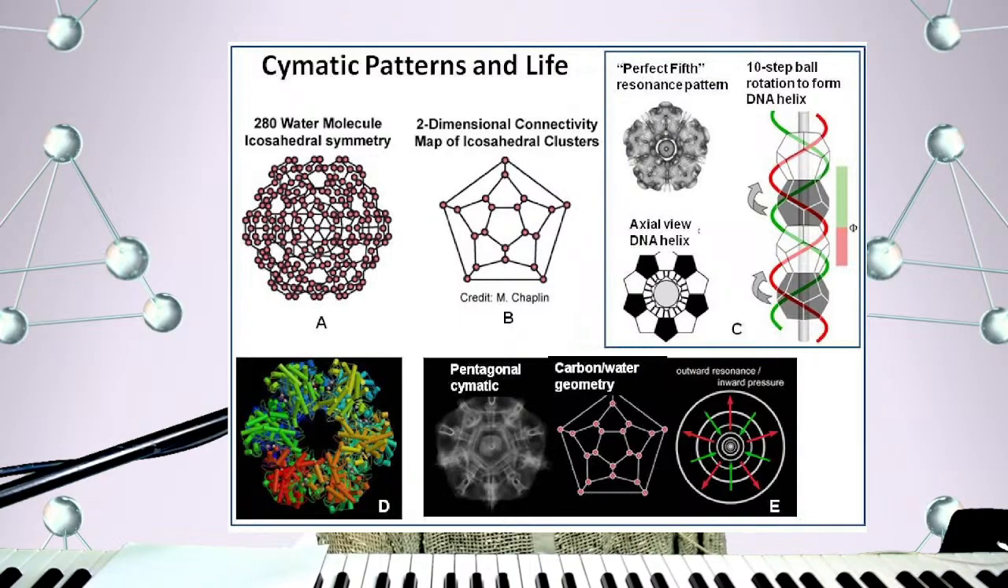Then we put that with the carbon and water geometry, and holy cow, do you guys see that it is totally in alignment? Like you could literally put that cluster pattern, or actually probably the real water molecule pattern, on top of that pentagonal cymatic, and it would be the same shape. What the what? Even more beautiful, up at the top right, a perfect fifth in cymatics, which you guys know what that is. Then we have the DNA and what the axial view of the DNA helix looks like. And does that look familiar to you? Why, yes, it does. It looks like the freaking perfect fifth pattern. What?